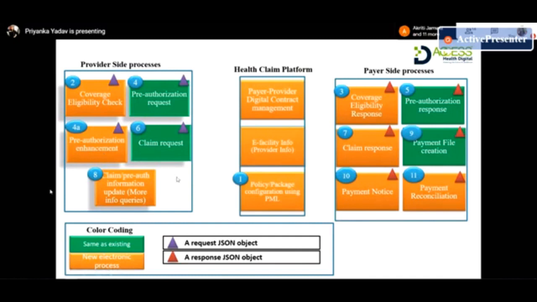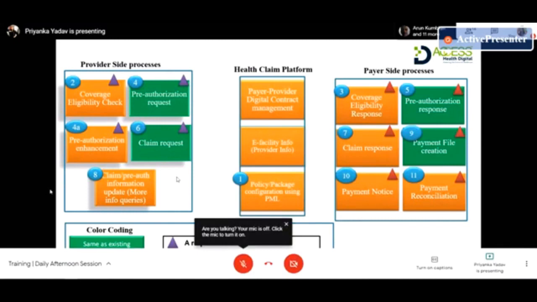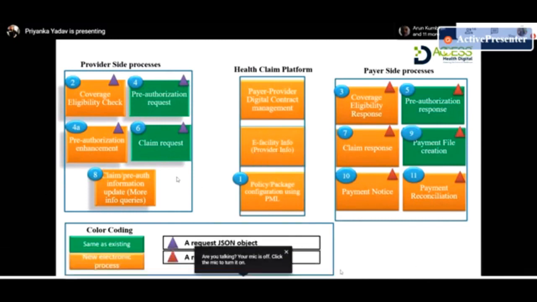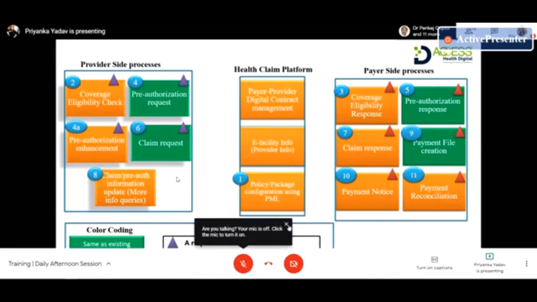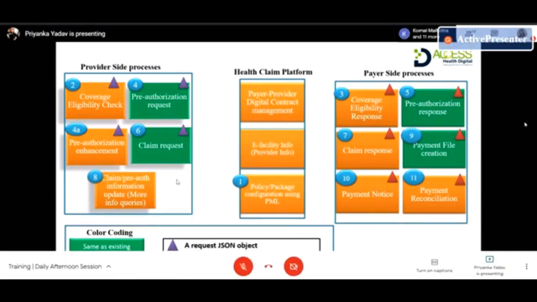Pre-authorization enhancement is also required in cases where you thought the patient will be discharged in 5 days, and you had raised a pre-authorization request only for 5 days. But on the 5th day, you realize the patient needs more observation. The patient hasn't recovered, and you request the payer for 3 more days. That is again a type of authorization enhancement.